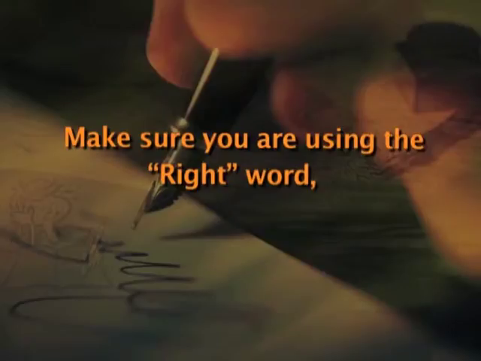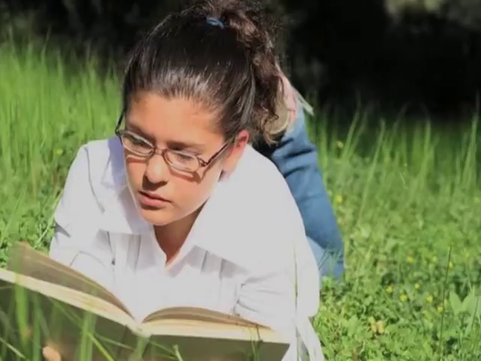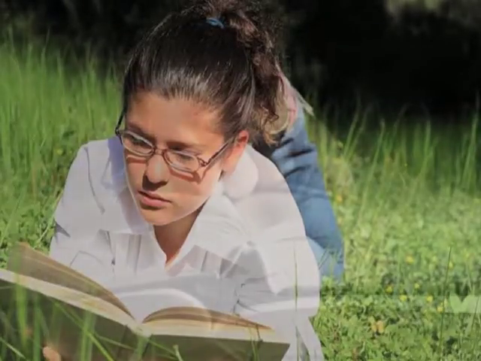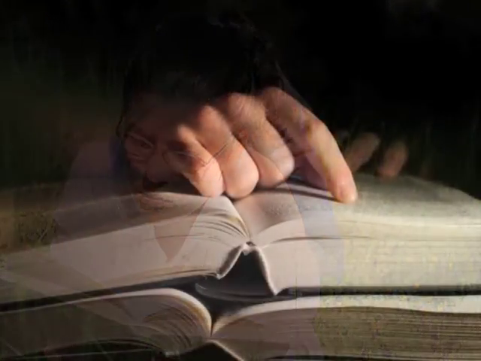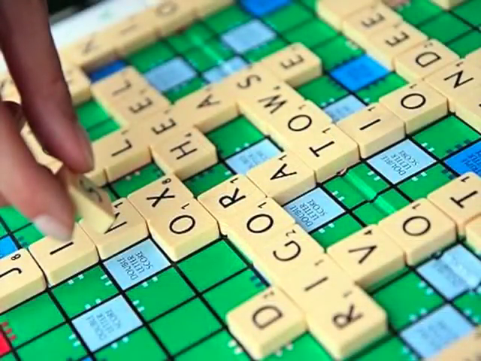And finally, make sure you are using the right word, not one that's similar in spelling but means something else entirely. For instance, don't say detract if you mean distract. Detract means lessen or reduce. Distract means sidetrack or divert. So there is a possibility of mistaking one for the other when they sound similar or when the spelling is almost similar. Therefore, we have to be very careful when we use this sort of words, because the meaning can go wrong. So keep these 5 things in mind in order to help yourselves learn new words day by day. That will really help you.